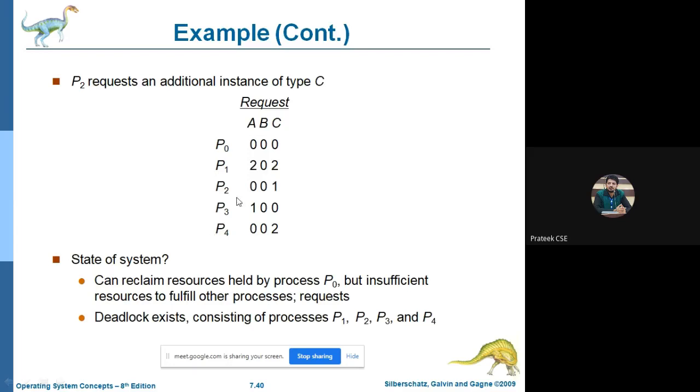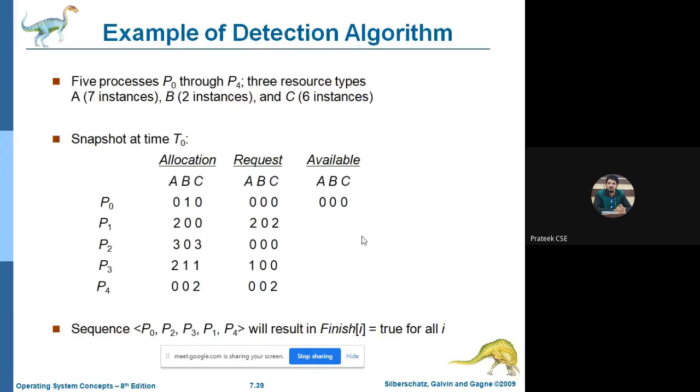the system will not have the safe sequence. You can just solve it also, and I'm just going to show you. So first of all, 000, process P0 will successfully execute, and it is going to release 010.